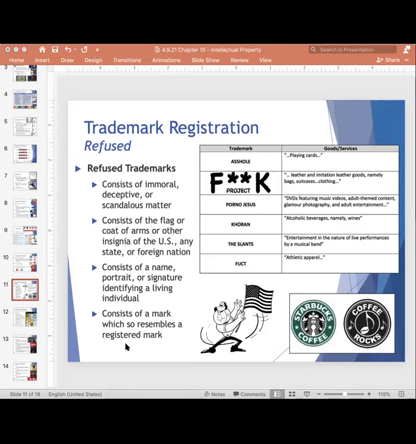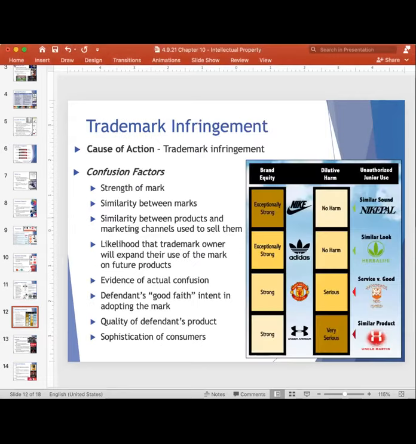So let's dig a bit deeper into trademark infringements. This happens when someone is using a mark that is unauthorized. Trademark infringement, like I said, is when a defendant is using the plaintiff's trademark without their authorization, without a license, illegally. So the cause of action is trademark infringement, and the plaintiff would have to prove first that the mark is valid, which is why registering your trademark is really critical.